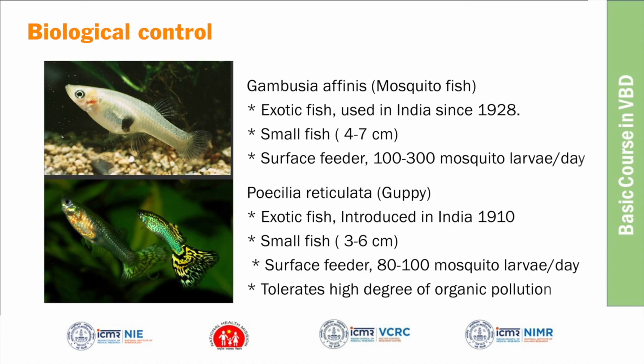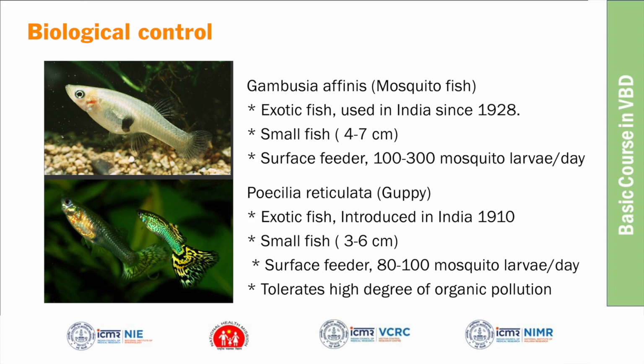You can see that there are two fishes, Gambusia affinis and the other one is Poecilia reticulata. Most commonly, the first one, Gambusia affinis, is used. It is an exotic fish used in India since 1928. The size is 4 to 7 centimeters. It is a surface breeder, eating 100 to 300 mosquito larvae per day, that means in 24 hours. Poecilia reticulata, the other name is guppy.